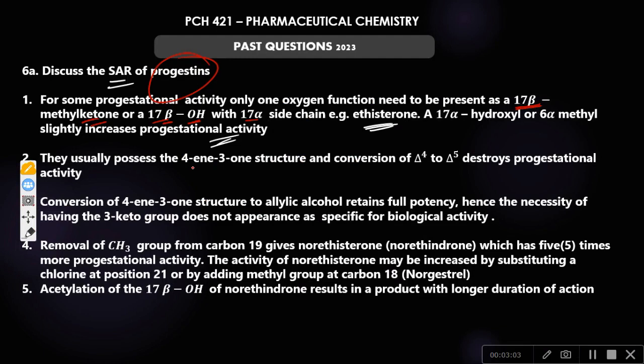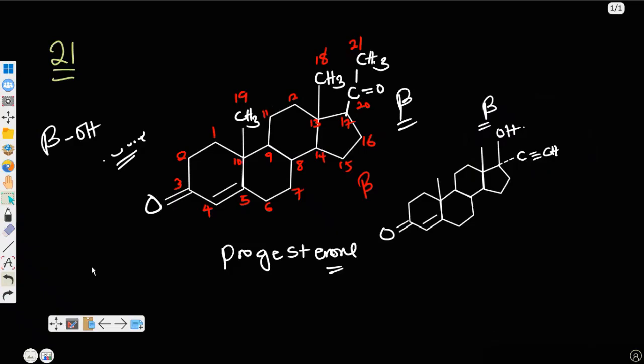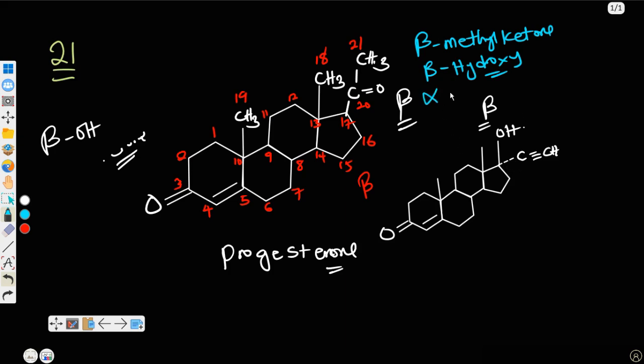Now, they usually possess a 4-en-3-one structure, and conversion from 4 to 5 destroys progestational activity. I told you earlier when we started that some of the things that we will look out for are this bond here, this bond here, this bond here, right? We've talked about this bond, that this bond can either be a beta methylketone or what? A beta hydroxy group. Is that okay? Now, the substituent present should be what? Alpha to it, e.g. the structure of what?